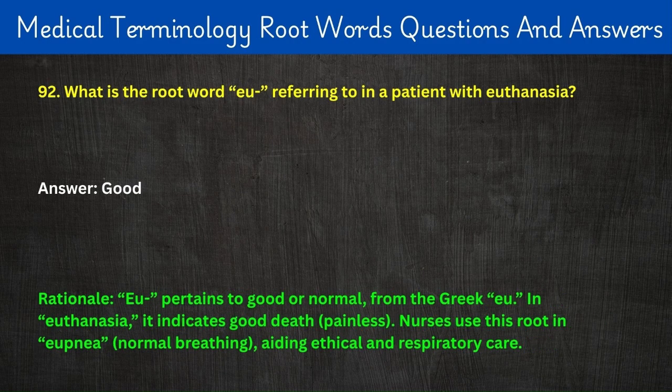What is the root word eu- referring to in a patient with euthanasia? Answer: good. Rationale: eu- pertains to good or normal, from the Greek eu. In euthanasia, it indicates good death, painless. Nurses use this root in eupnea, normal breathing, aiding ethical and respiratory care.